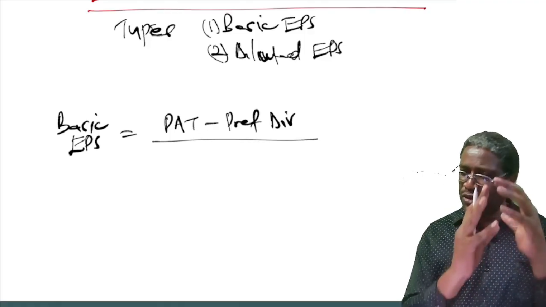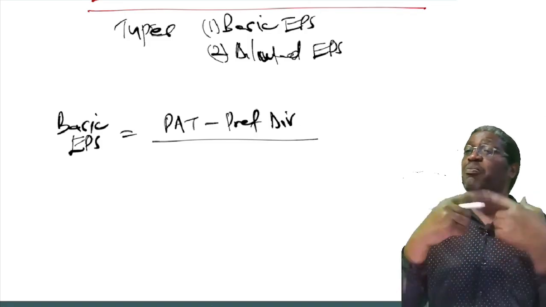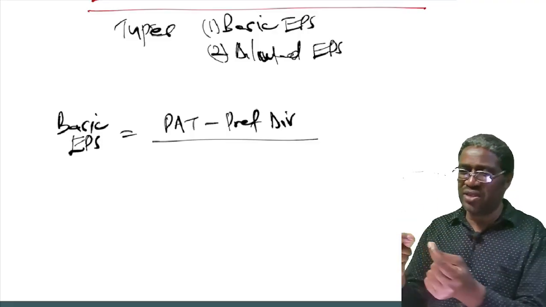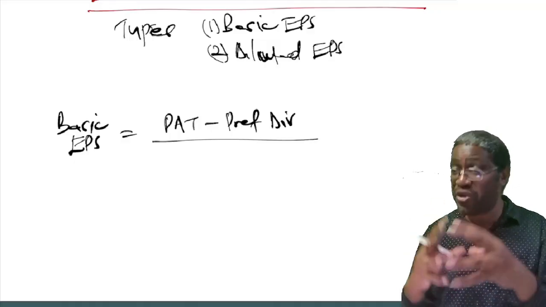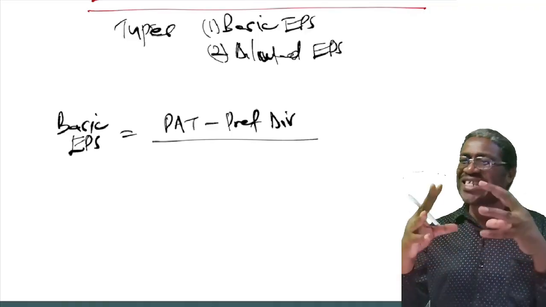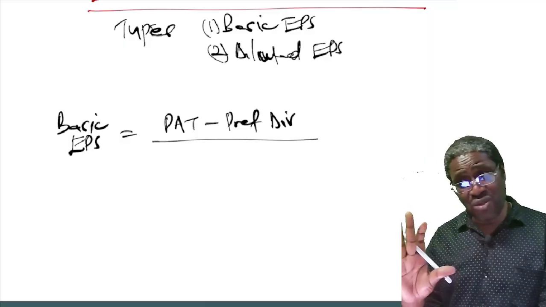Listen, that profit after tax is what normally belongs to the shareholders. So if your company has some preference shareholders, you remove their dividend. They are entitled to their dividend. Once you take the profit after tax and subtract the dividend that belongs to the preference shareholders, what remains is the earnings attributable to the ordinary shareholders. That's all about the numerator.